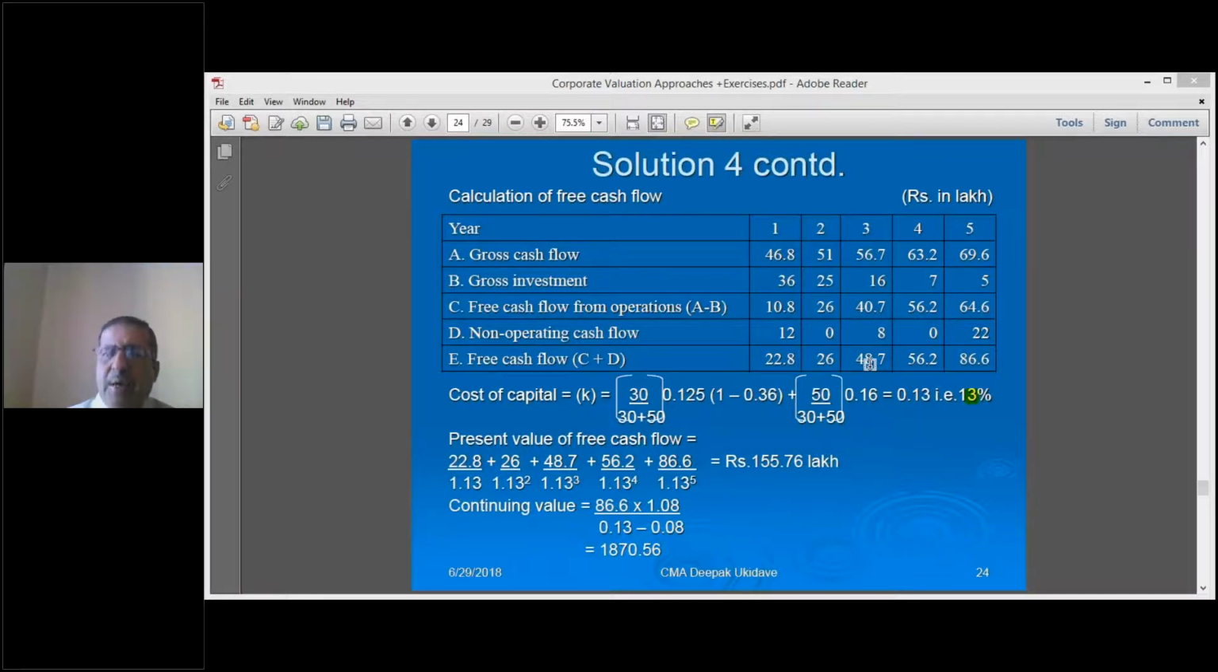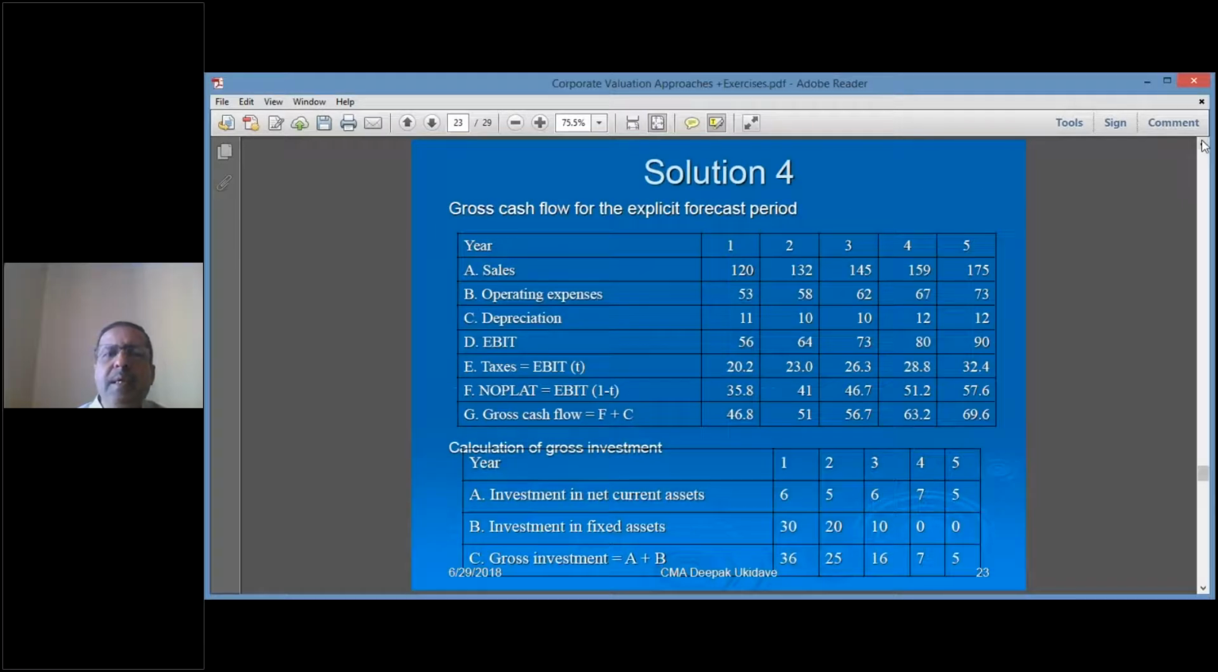Now I go back to the template and work out all the required things. So this is how you will prepare the template. Template means format, right? This is the format you have to use anytime a question is asked on FCFF, or on the DCF technique using FCFF, free cash flow to firm.